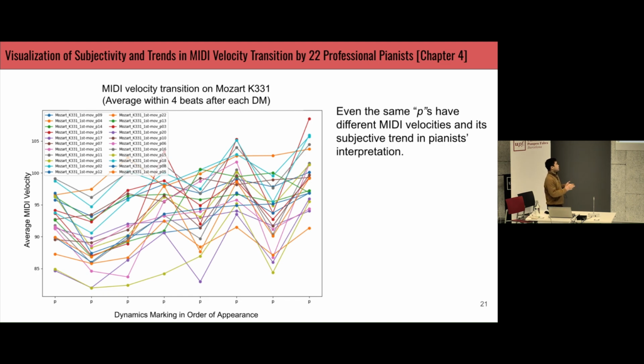Now here is another interesting phenomenon. This is the MIDI velocity transition in the Mozart K331 excerpt, with the dynamics marking P appearing in the excerpt. There's still a trend for the same P, piano, as the dynamics marking. There are other dynamics markings in between, like crescendo, decrescendo, or forzando. But if you look at the same P, in order of appearance in the excerpt, there's still a trend, not as visible as before, but still a trend for each pianist.